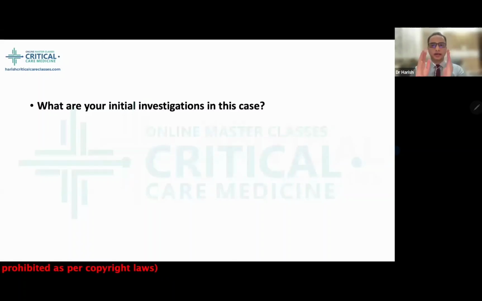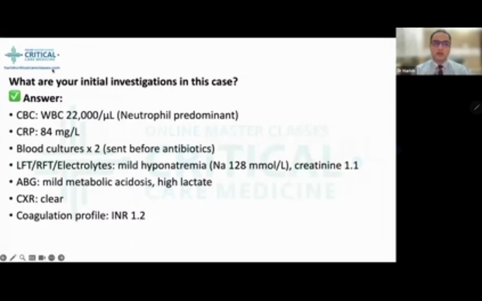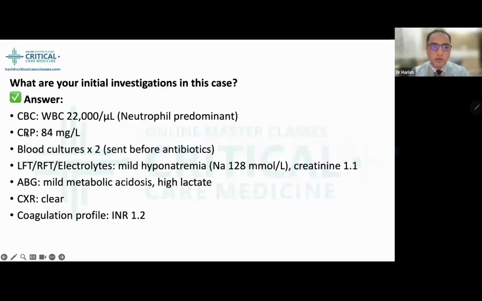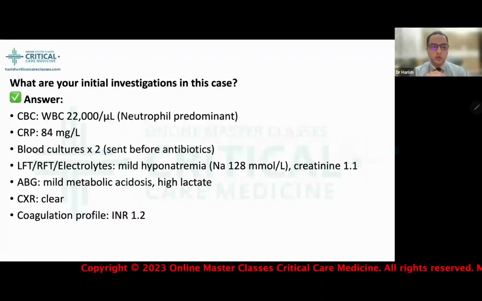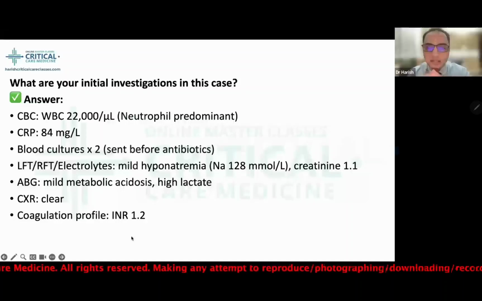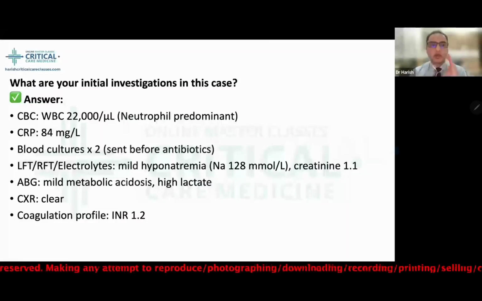So what are your initial investigations in this patient? We discussed clinical features and investigations, what we can expect to send. So what investigations did we get in our young gentleman? His WBC is 22,000 with neutrophil predominance, CRP is 84. Blood culture, two sets, we sent before giving the antibiotic. LFT, RFT, electrolytes: mild hyponatremia, sodium is 128, creatinine is 1.1. ABG shows mild metabolic acidosis, lactate is 2.9. X-ray is clear. Coagulation profile: INR of 1.2. So WBC is very high at 22,000.